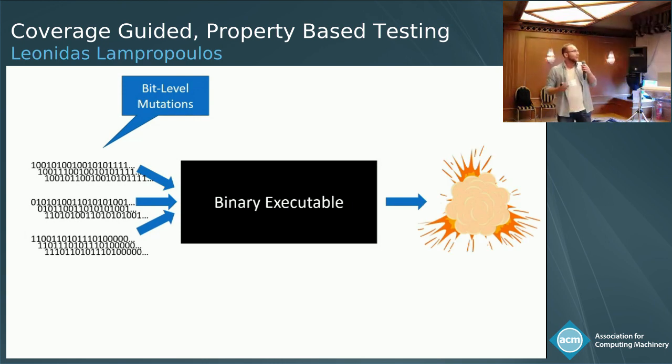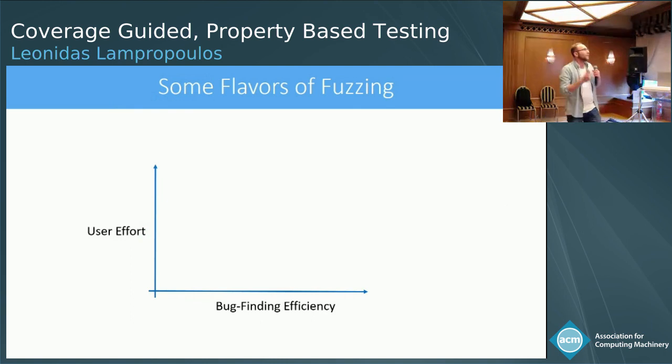The devil, of course, is in the details, and the details in this case is how we generate these inputs. So let's look at different flavors of fuzzing and how they compare together. Here in this graph, I have plotted on the x-axis bug finding efficiency, how good different techniques are at finding bugs. And on the y-axis, we have user effort, how much effort the user had to spend in order to actually generate these inputs. The ideal would be, of course, to be on the bottom right, where with no user effort, all bugs are found fast.